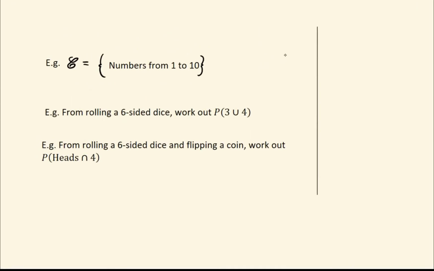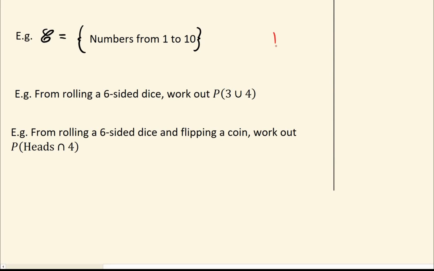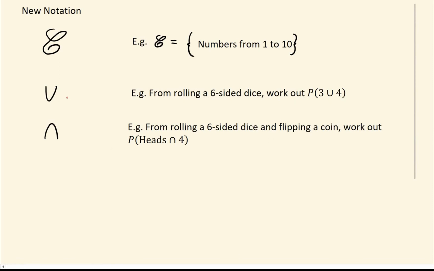So a couple of examples. Here I'm told everything is the numbers from 1 to 10. That means the only numbers we care about are the numbers from 1 to 10. We'll see that more in a second. We had the OR symbol. So from rolling a 6-sided dice, work out the probability, P, of getting a 3 or a 4. That would just be 2 out of 6.